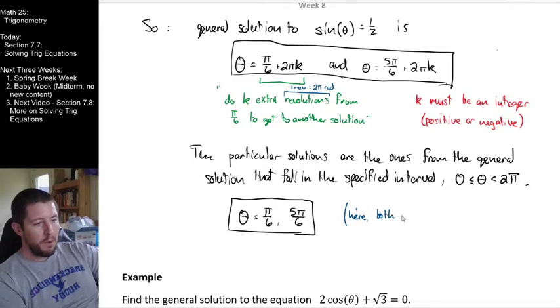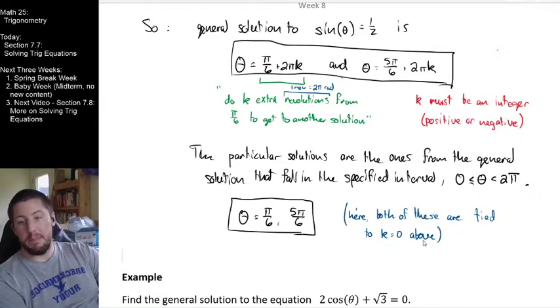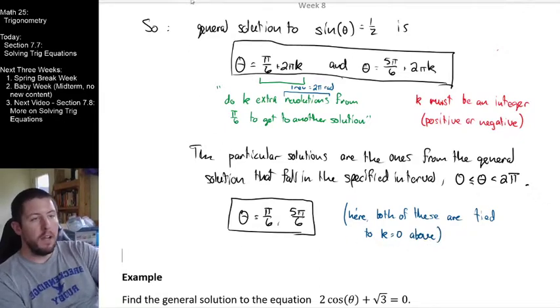Here, both of these are tied to k equals 0 above. But that won't always be the case. That just happened to work out here, that k equals 0 was the only k that we considered to get the ones that fell in here.